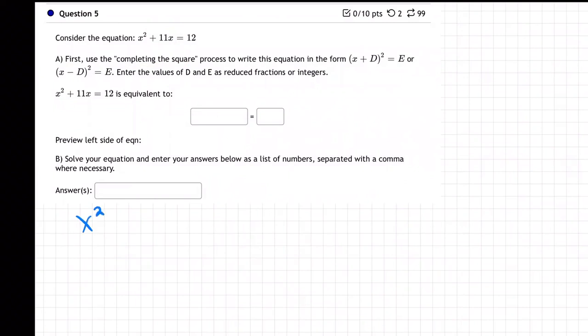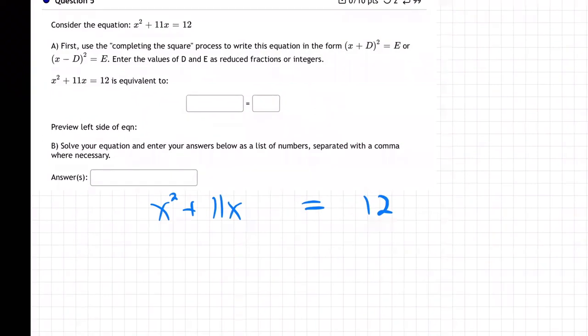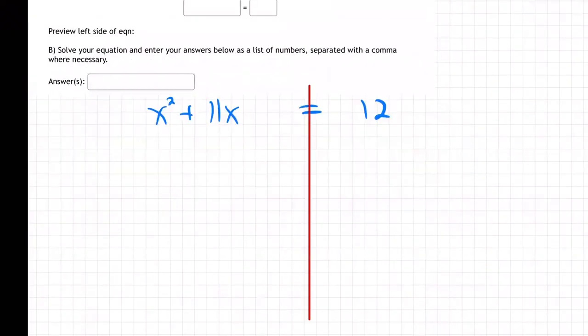So we have x squared plus, actually, let me scoot it over. So x squared plus 11x equals 12. So okay, here's our wall of separation, right? And now, what do we need to do? We need to find the magic number, so to speak.